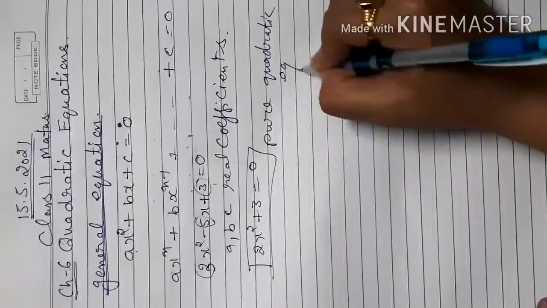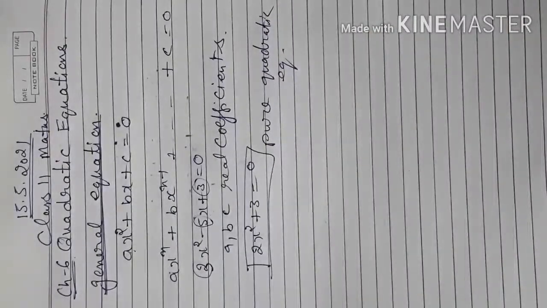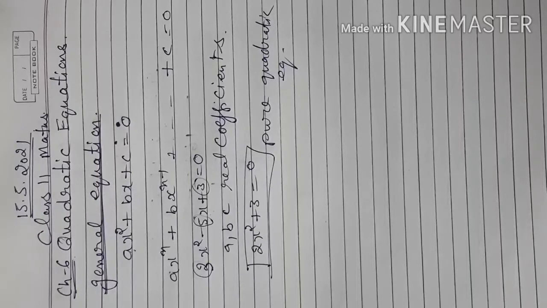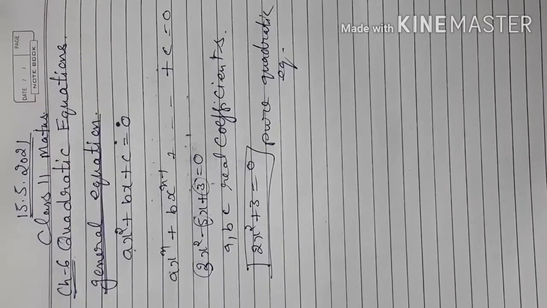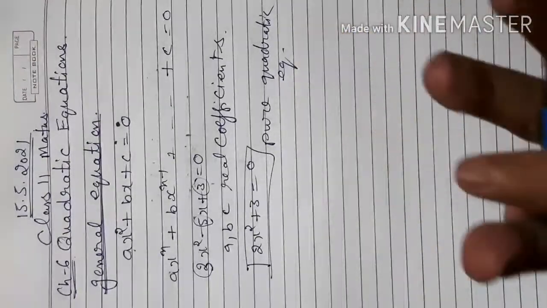Pure quadratic equation means one in which the variable has only higher power 2, no further variable term is available, and there is one constant term accompanying it. That we call a pure quadratic equation. So in that case we have our roots in the real form in this pure quadratic equation.